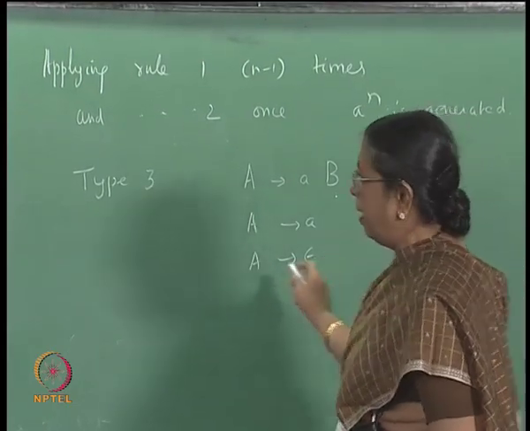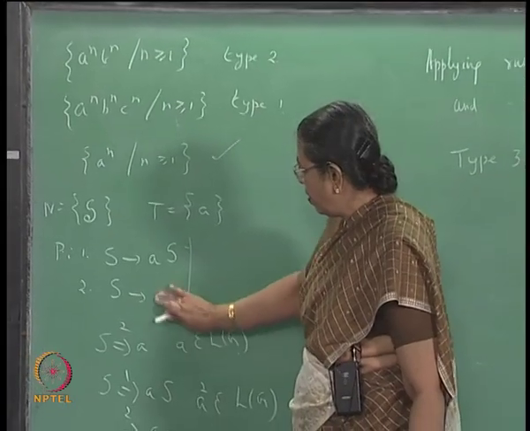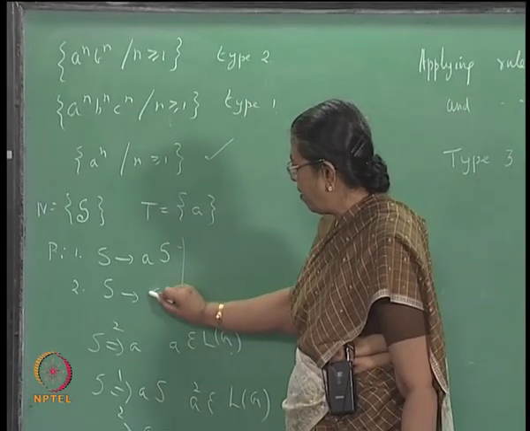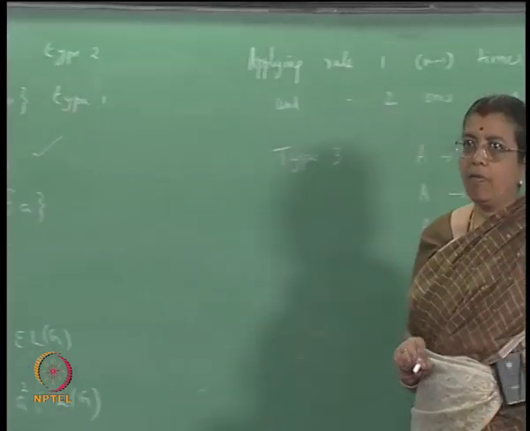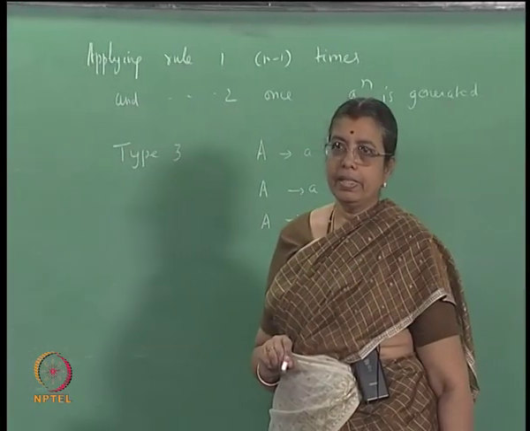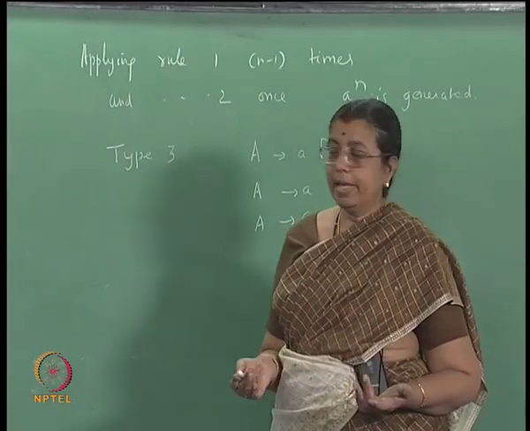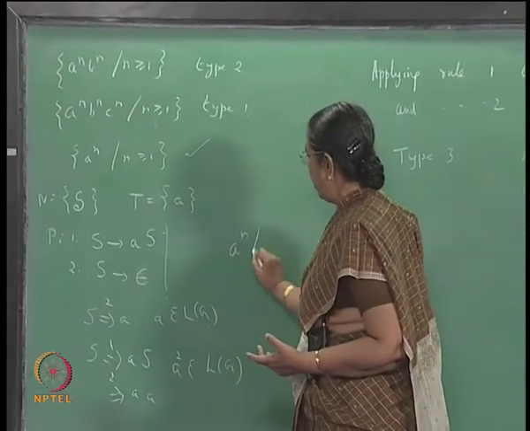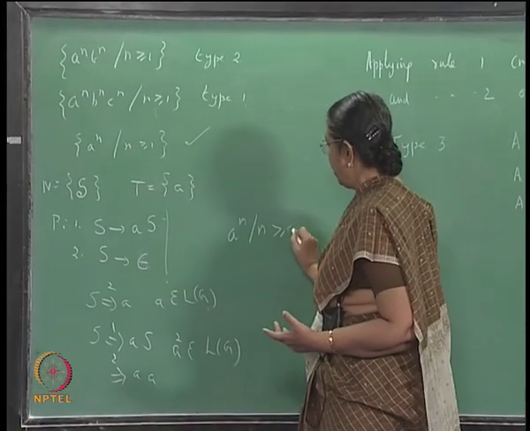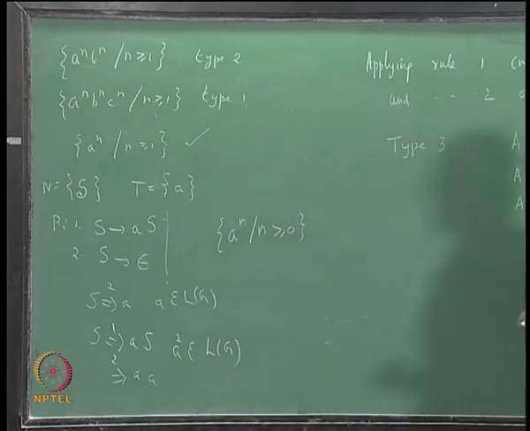Sometimes, for example in this one, if I have epsilon instead of this, what will be the language generated? The empty string also will be generated, right. So, you will get the language as a power n, n greater than or equal to 0.